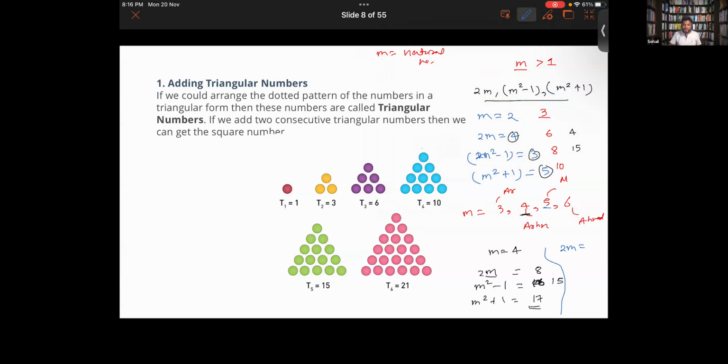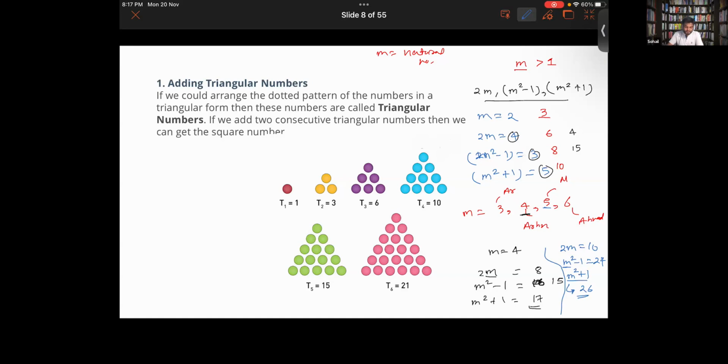When you put m as 5 here, what value will you be getting for 2m? 10, obviously. For m square minus 1, 5 square is 25, 25 minus 1 will be 24 now. So m square plus 1 will be 26. So this is how you need to find the Pythagorean triplets.